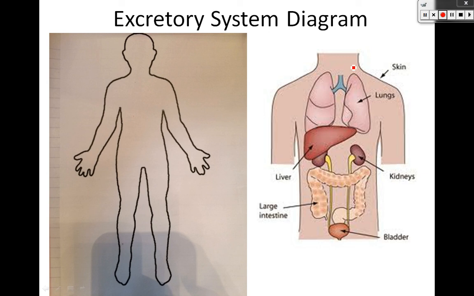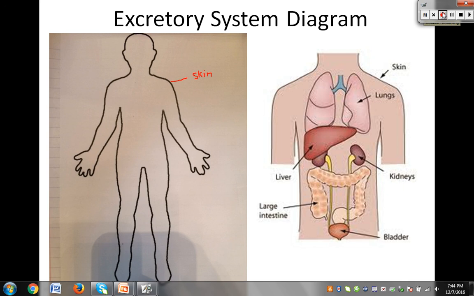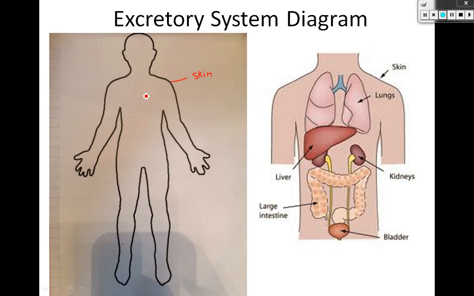So the first thing you'll notice on the excretory system diagram over here is the skin is actually part of the excretory system. And you're not going to draw that, but here, label the word skin. So we've got skin here. And then the next part that we've already talked about is the lungs. But now we're going to talk about them in the context, so referring to the excretory system.